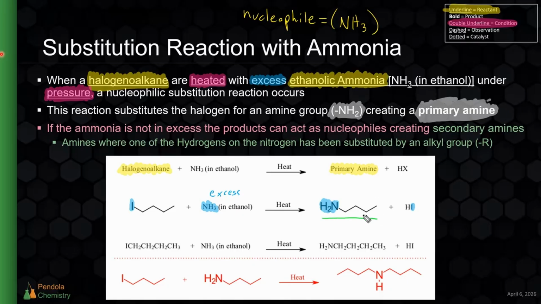This is 1, 2, 3, 4. So this amine, butanamine, can act as a nucleophile as well. Remember that this nitrogen right here, which only has 3 bonds, has a lone pair of electrons and a partially negative charge, which makes this compound a nucleophile. Now, it's not as strong a nucleophile as ammonia, so as long as we have enough ammonia, the ammonia will react. But if we run out of ammonia because we do not have an excess, this product can act as a nucleophile itself, reacting with a halogenoalkane and creating a multiple substituted amine or a secondary amine.